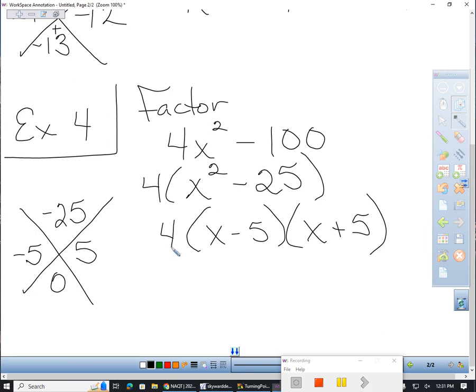The 4. Does anybody happen to remember what we called this? This was one of your vocabulary words back in Algebra 1. It was the difference of squares. Every time you have subtraction of two squares, so x squared minus 25, you get x minus 5 and x plus 5. You can just write them down. Okay, that's the difference of squares. It's one of those ones we end up using a lot.